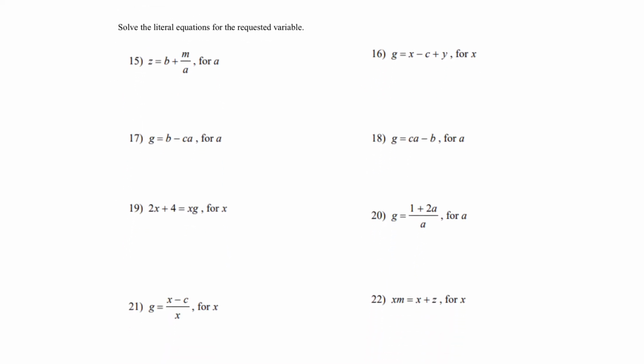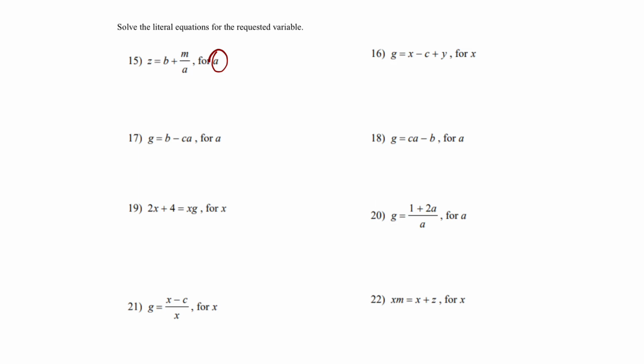Let's take a look at this last part. This last part is asking you to solve the literal equations for the requested variable. So this first one asks you to solve for a. So you have z equals b plus m divided by a, and we want to rework this to get a by itself.